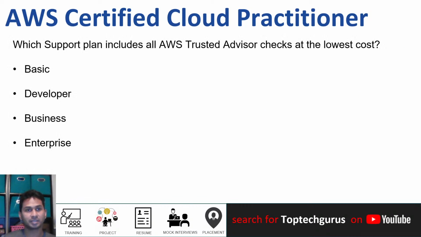Let's go through some questions. Which support plan includes all AWS Trusted Advisor checks at the lowest cost? So if you want to go for the least expensive one, but still get all the AWS Trusted Advisor checks, then I think we just spoke about it. It has to be the Business plan.